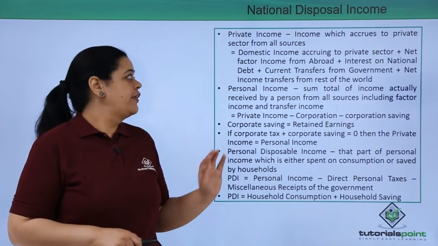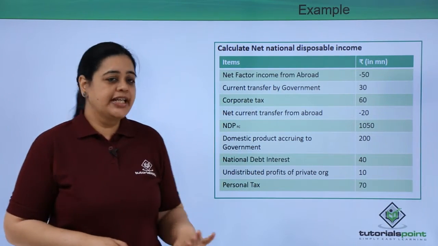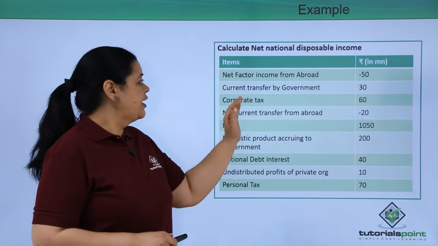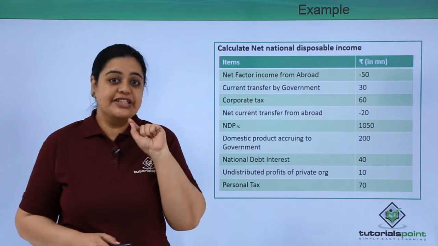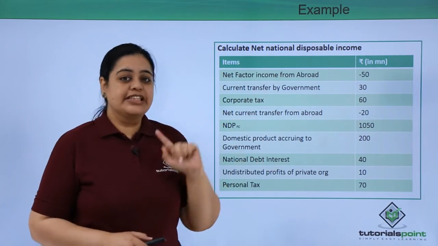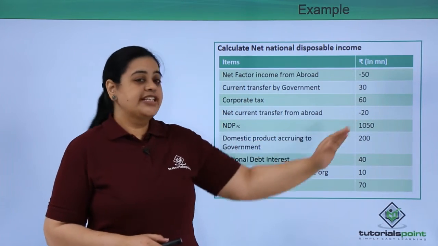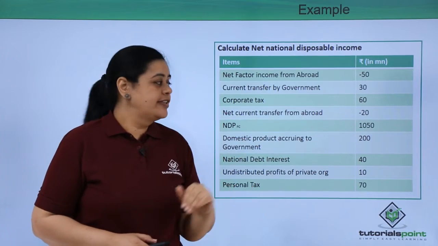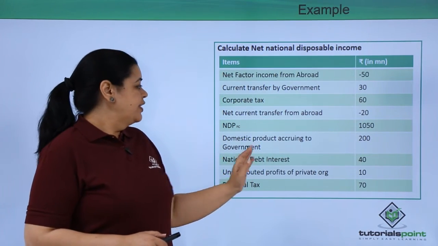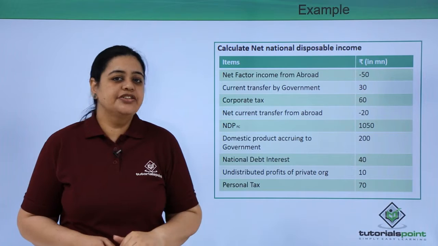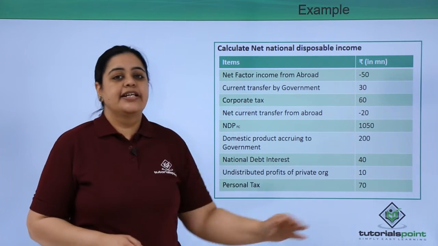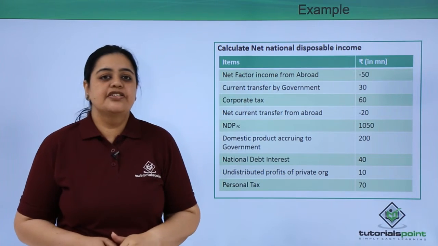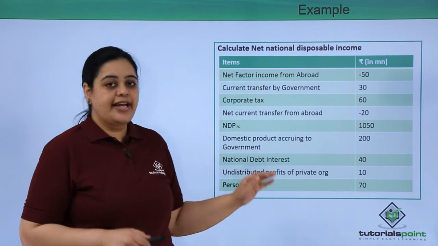Now let us see one example quickly. We have net factor income from abroad, which is minus 50, current transfer by government, which is 30, corporate tax, which is 60, net current transfer from abroad is minus 20, NDP at factor cost is 1050, domestic product accruing to government is 200, national debt interest is 40, undistributed profits of private organization is 10, and personal tax is 70.